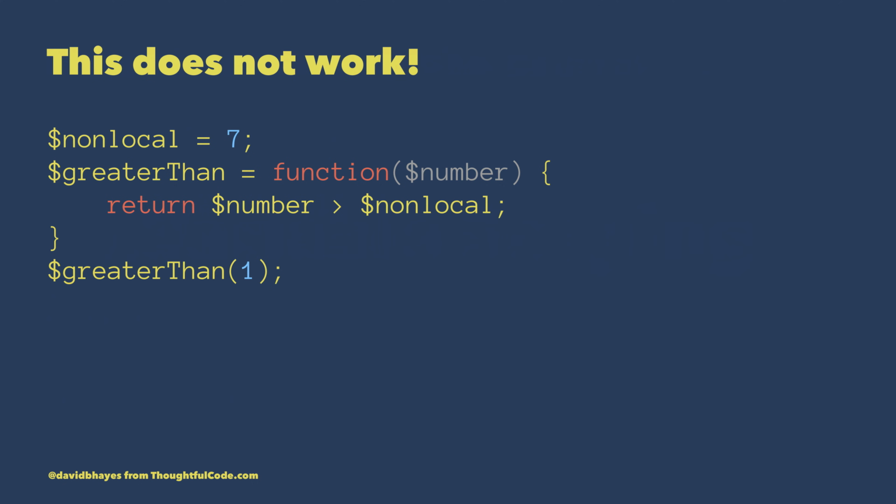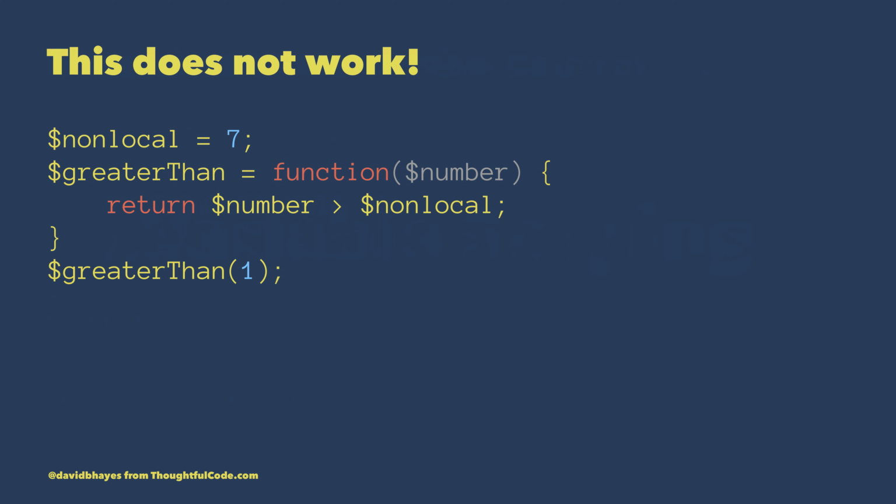I can define a callable function by saving to a greater than function, a function, and this non-local variable is not going to be defined in the function. This code will not work, as it says across the top of my screen, because in this context, PHP will say non-local is not defined on this line because we're calling the greater than function and it's referring to a variable which is outside of scope of the greater than function. That's all the terminology there.